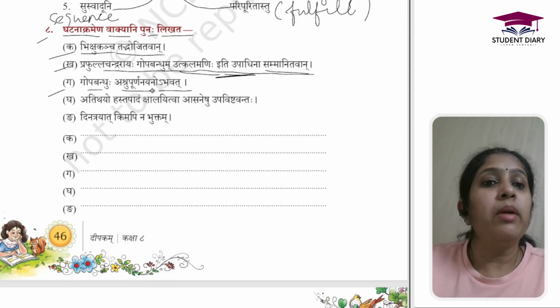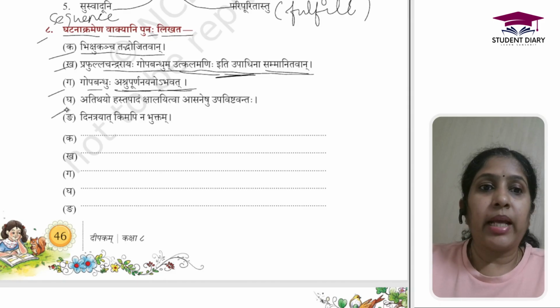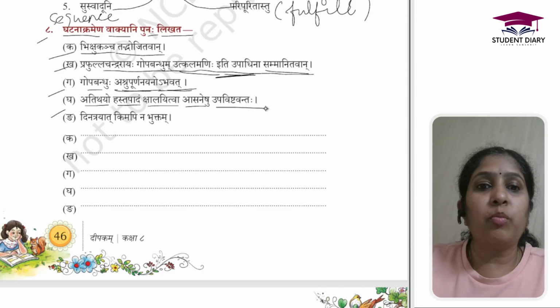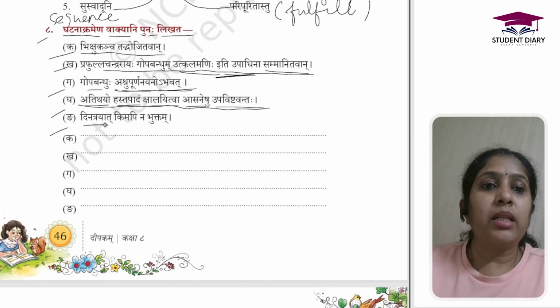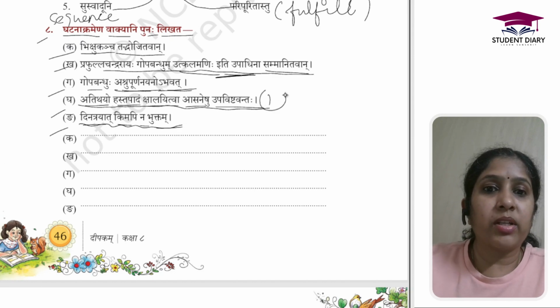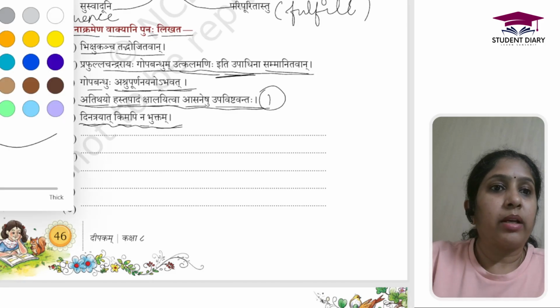So Gopbandhu became teary-eyed. Then Atitheyo Hastpadam Shalitva Asaneshu Upavishtavantah. So all the guests, after washing their hands and legs, sat on the mats. Then Din Trayat Kim Apina Bhuktam. From 3 days, nothing has been eaten. Right. So first, what happened? First, the guests were there, right? I think this was the first sentence. I will mark it with red pen.